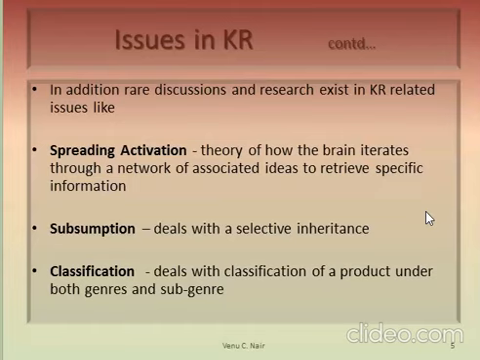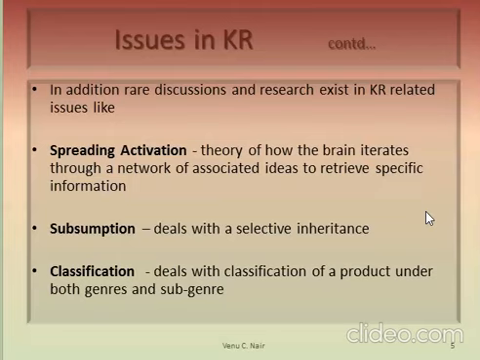Another one is subsumption, which deals with selective inheritance. When we are considering the attributes of objects, we can say that the objects can be inherited if they belong to similar classes. That means once we define something for an object, a similar object can be used or inherited from the previously defined object without redefining the new object. You might have seen this in object-oriented programming.